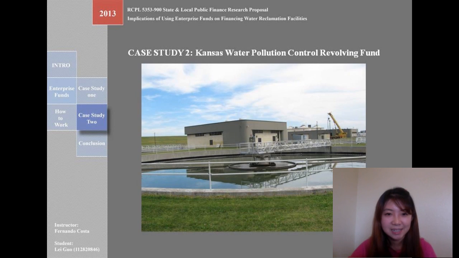The next case study is Kansas Water Pollution Control Revolving Fund. The Kansas Water Pollution Control Revolving Fund is an enterprise fund which connects with statements of revenues, expenditures, changes in net assets, and cash flows, and assists to establish Kansas wastewater treatment facility. The finances for the fund are separate from other state funds and wastewater treatment operates like a business entity.